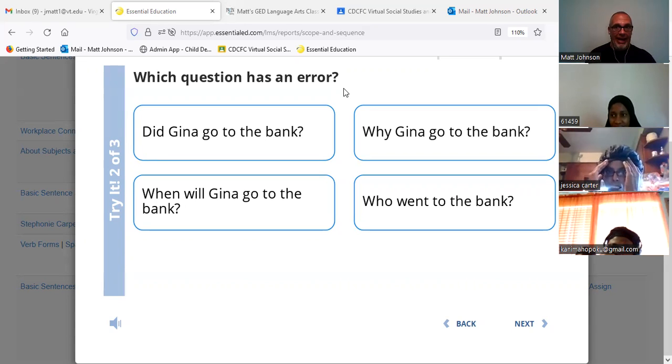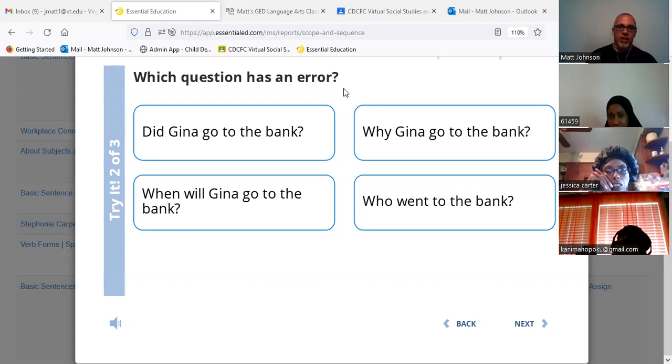Why Gina go to the bank? That implies a lot. Of course, the other ones here, right? Did Gina go to the bank? Or did we send somebody else? When will Gina go to the bank? Again, there's not enough information there, or who went to the bank. So it's all a matter of making sure that you have, if necessary, in this case, right? We need that helping verb there to finish that idea.